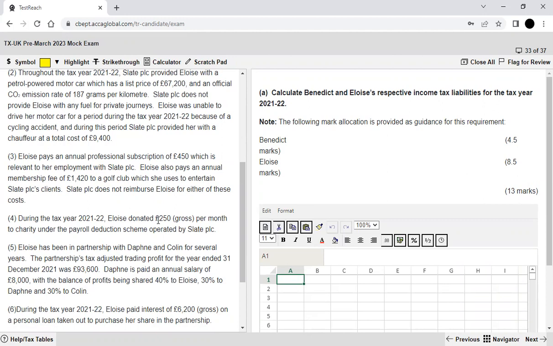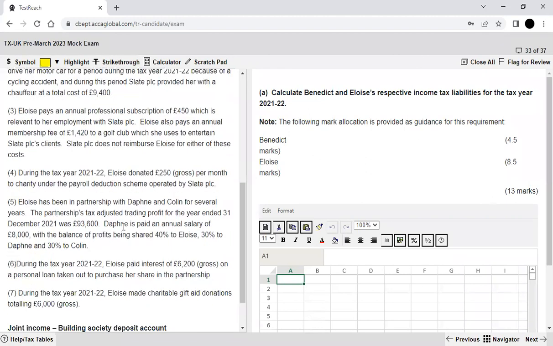During the tax year 21-22, Eloise donated 250 gross per month to charity under the payroll deduction scheme operated by Slate PLC. Eloise has been in partnership with Daphne and Colin for several years. The partnership tax adjusted trading profit for the year ended 31st December 21 was 93,600. Daphne is paid an annual salary of 8,000, with the balance of profits being shared 40% to Eloise, 30% to Daphne, and 30% to Colin.